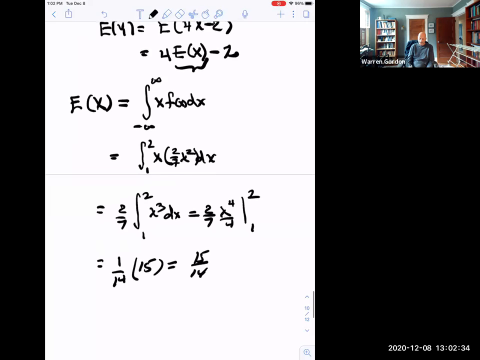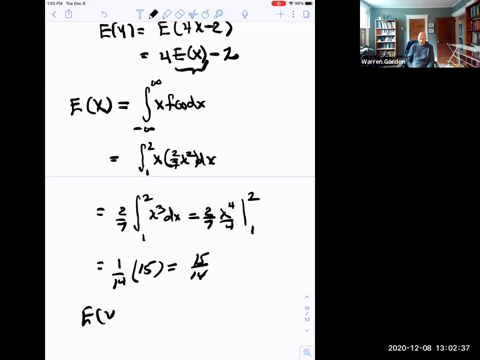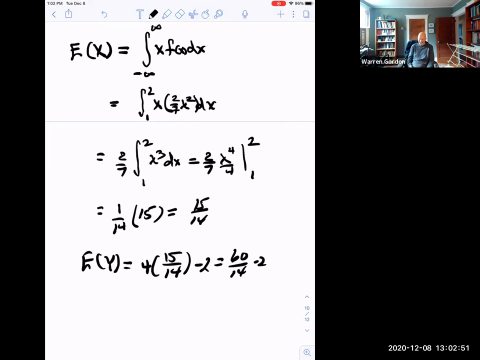And substituting, therefore, E of Y is 4 times 15 over 14 minus 2, or 60 over 14 minus 2. And whatever that turns out to be, 60 minus 28 is what? 32? Well, hold on. Firstly, let's make life easy. This is the same thing as 30 over 7 minus 2. And this just gives me what, 16 over 7? So that's what I would think is the easy way of doing the problem.